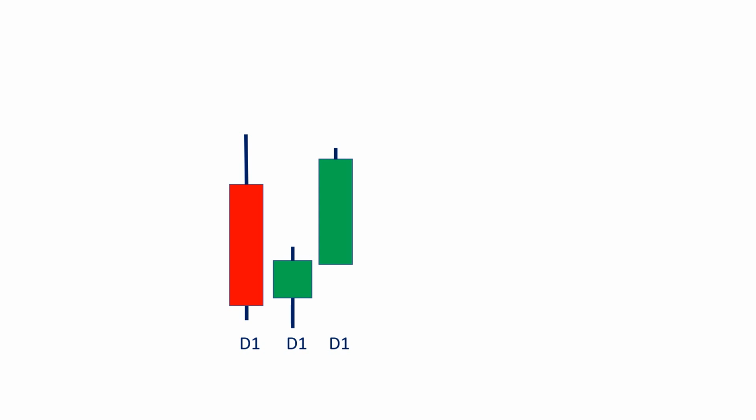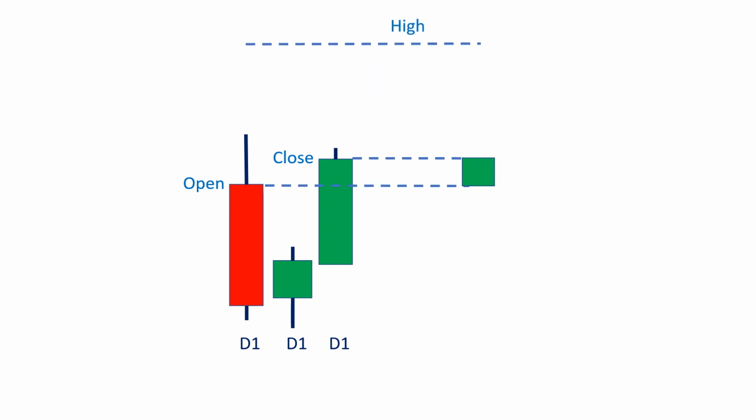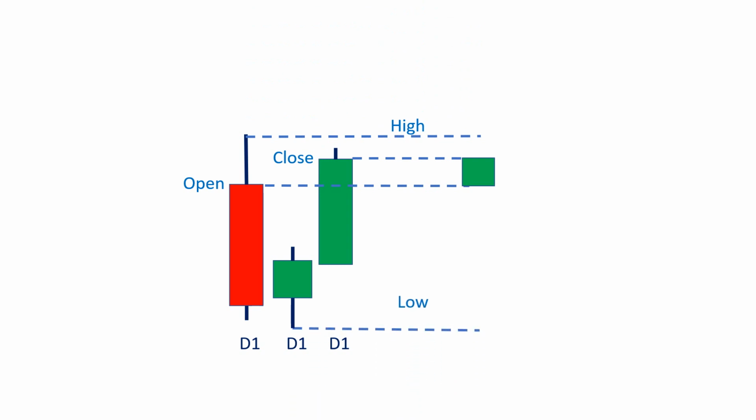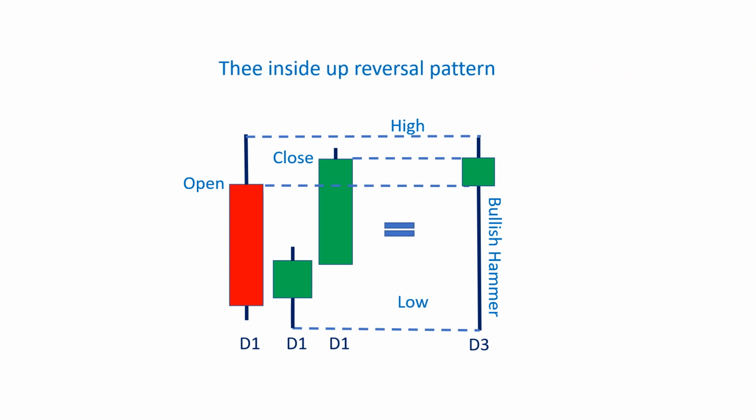To blend these three candles is very easy. We take the open of the first candle, we take the close of the last candle, we take the portion between open and close, then we take the high and the low of the pattern. And the equivalent is nothing but a strong bullish hammer with three days time frame and with a strong uptrend reversal power. These three candles are nothing but the three inside up reversal pattern.